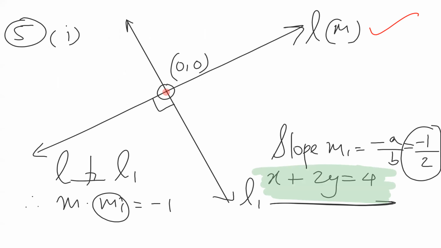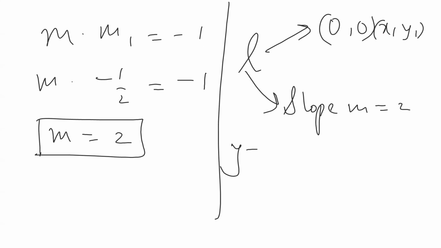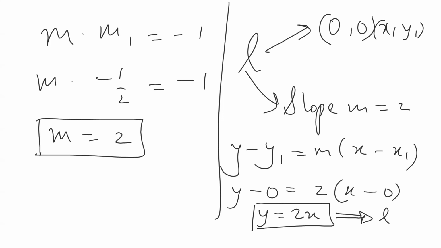So this becomes x1, y1, and slope M is equal to 2. So we have to calculate the equation of line L, right? That can be done using the slope point formula: y minus y1 is equal to M into x minus x1. So put x1 and y1 as 0, slope as 2. So this will be y is equal to 2x. So this is the equation of line L. Fine.